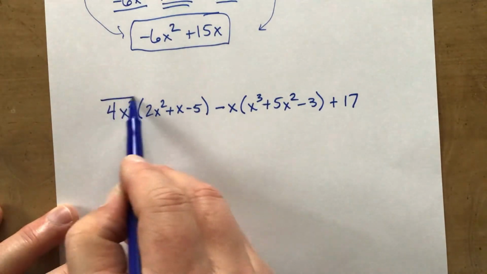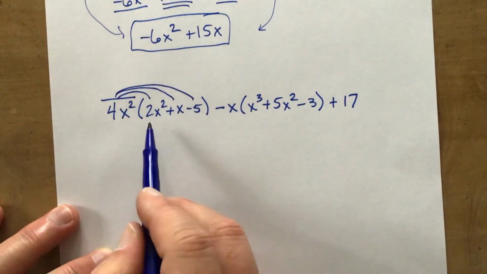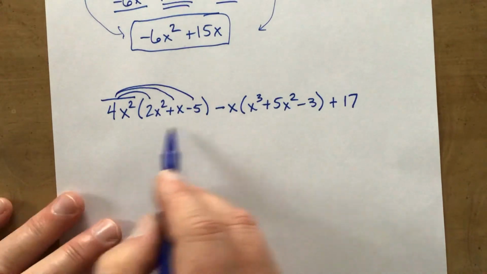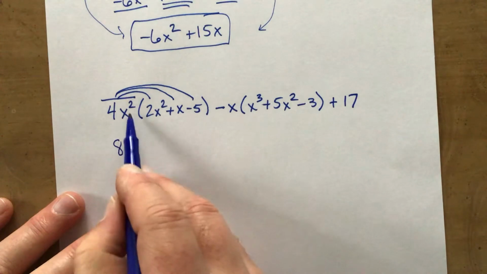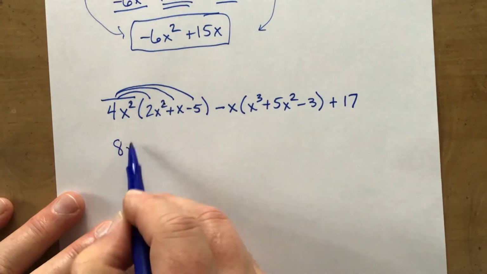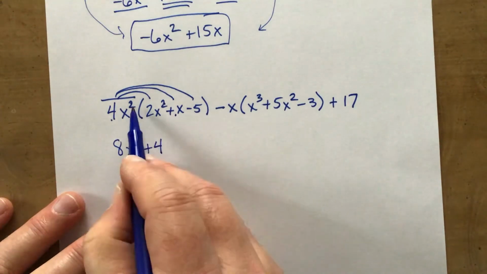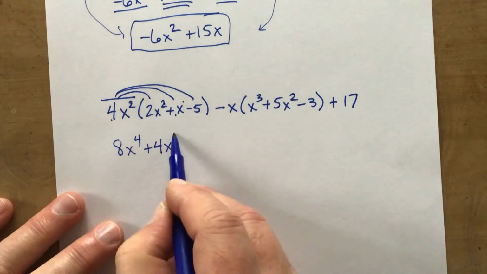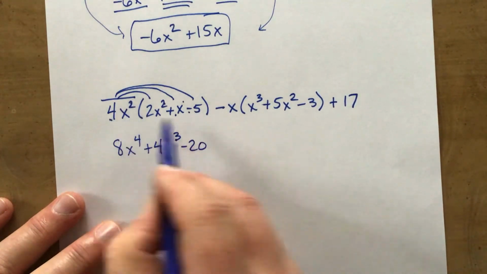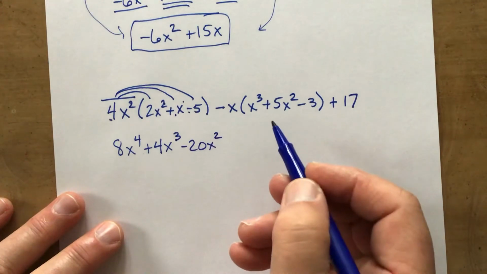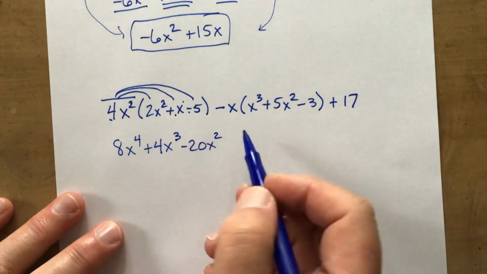We're going to take this 4x squared and we're going to multiply it by everything on the inside here. There's 3 terms on the inside. So I'm going to multiply this 3 times to get rid of this parentheses. So 4 times 2 is 8. 2 plus 2 is 4. 4 times 1 is 4. 2 plus 1 is 3. 4 times -5 is a -20. And then it just comes with the x squared. That's what we do. Notice that it's already looking like it's in standard form. 4, 3, 2. Pretty cool.